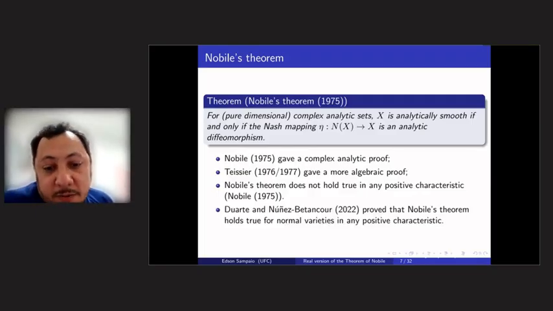And Duarte and Nunes Bentecourt recently proved that the theorem of Nobile holds true for any normal varieties in any positive characteristic. There are many other contributions, but I don't have time to say all of them.